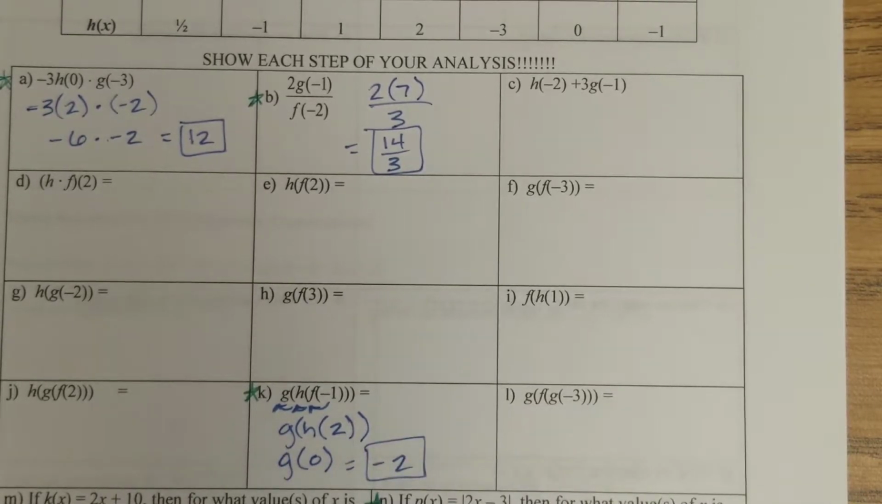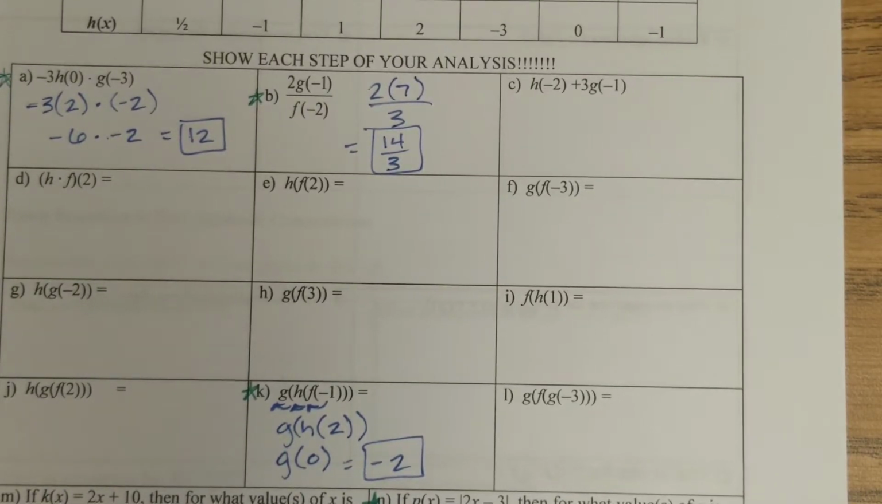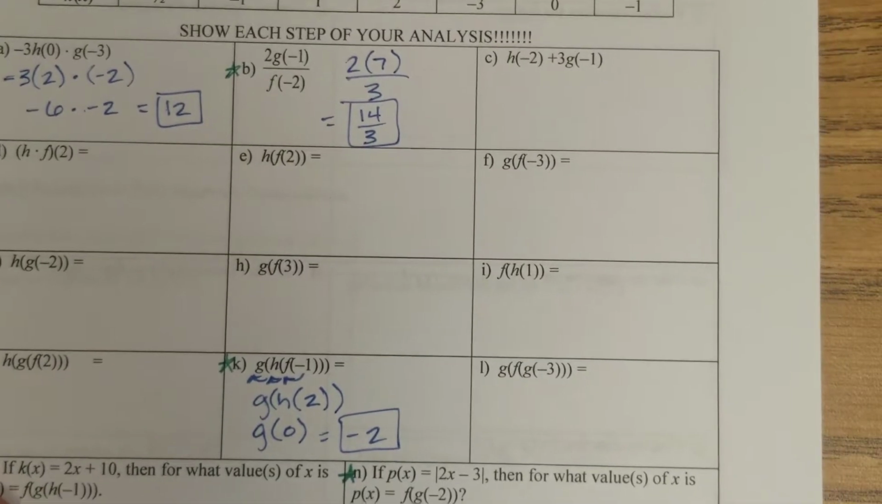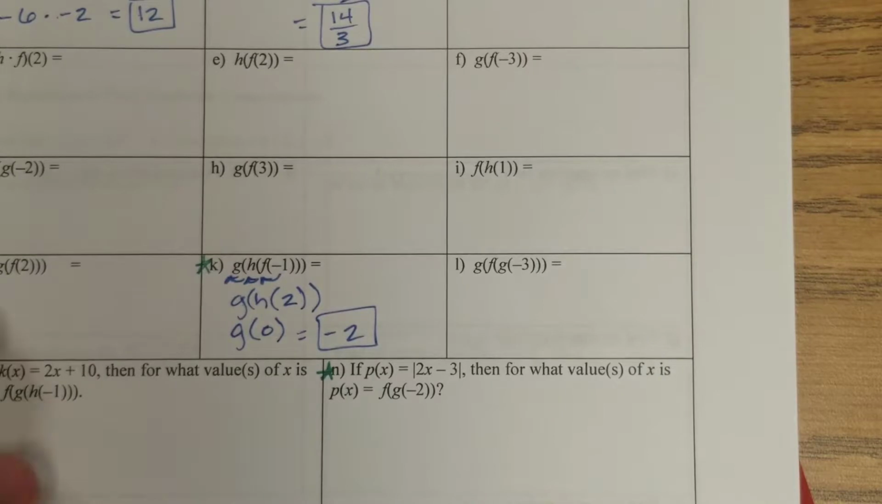And there you go. So again, I just took the -1, plugged it into the f function, took that output, made it the input for h, and then took that output and made it the input for g, and I got a final answer of -2. And then I thought this was a good problem, and this will help you for your homework.